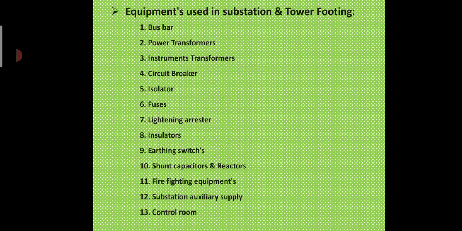Now, next is transformers. A transformer is a static device used to transform power from one voltage level to another voltage level without changing the frequency. Transformers can be classified into two types, power transformer and instrument transformer. Power transformers like step up transformers are used at generating stations to step up the voltage for transmission, whereas step down transformers are used at receiving substations to step down the voltage for secondary transmission and primary and secondary distribution.